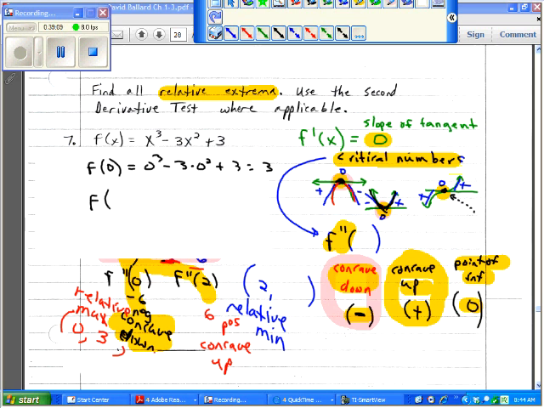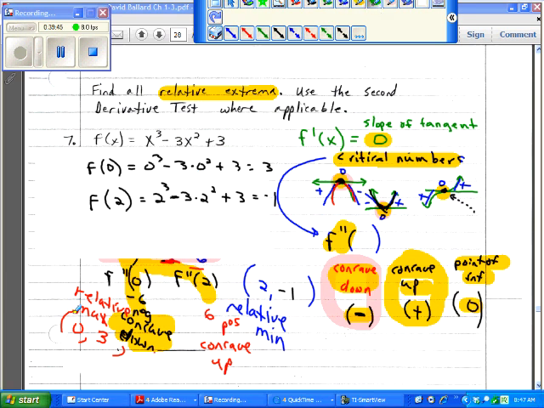And for my relative minimum, we need to find the function value at 2. So we would have 2 cubed minus 3 times 2 squared plus 3, which is going to give us 8 minus 12 is negative 4, plus 3 is negative 1. We just might want to check that out. Negative 1, that is correct. And so we have a relative maximum at 0, 3 and a relative minimum at 2, negative 1. All right. Any questions on that?